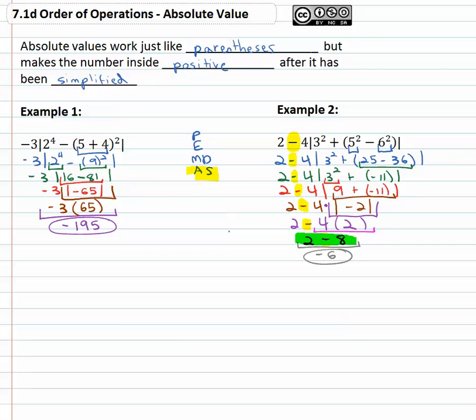Other than that, absolute value, just like parentheses, simplify inside first, and then you have one extra step, simplify what's in the absolute value.